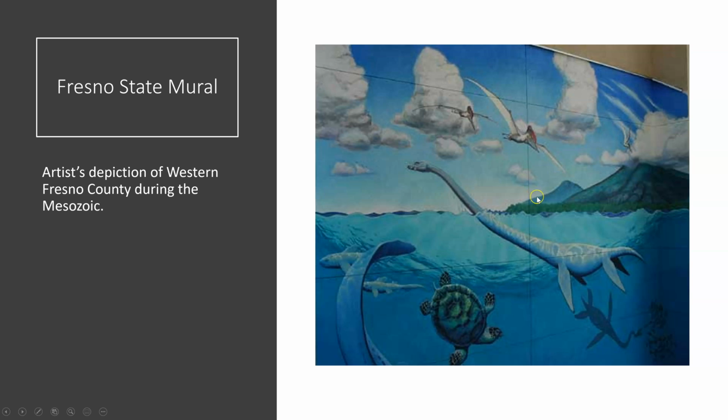But we find fossils in the Fresno area that suggest that we were underwater during this time, because the plesiosaur and the mosasaur, which is kind of cut off here, were swimming animals. So this area had to be underwater when they died and were fossilized. This is a mural at Fresno State in the Science 2 building. If you ever want to visit, you can go take a look at it. It's pretty awesome. And then below here, there are some fossils sitting on the ground.